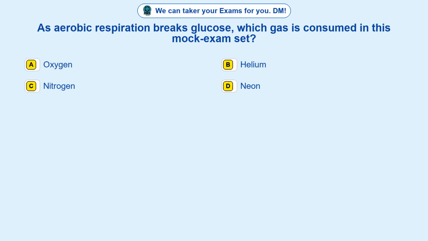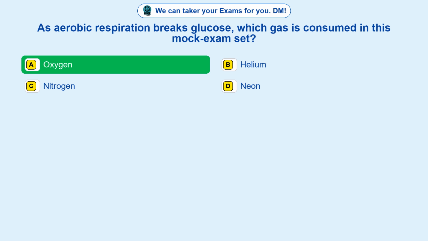Question 23. As aerobic respiration breaks glucose, which gas is consumed in this mock exam set? Option A, oxygen. Option B, helium. Option C, nitrogen. Option D, neon. The correct answer is option A.